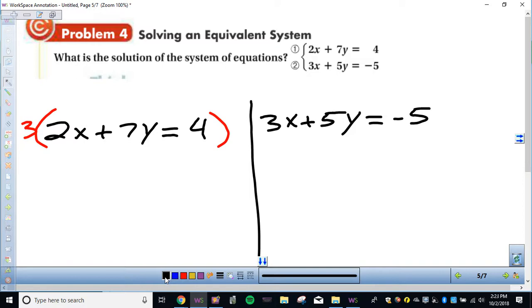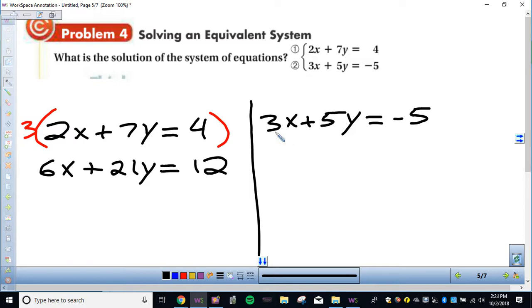I'm sorry. You can do it. Distribute the 3. 6x. Multiply. Plus 21y equals 12. So now when I rewrite the second equation here, I got to make sure I have negative 6x.